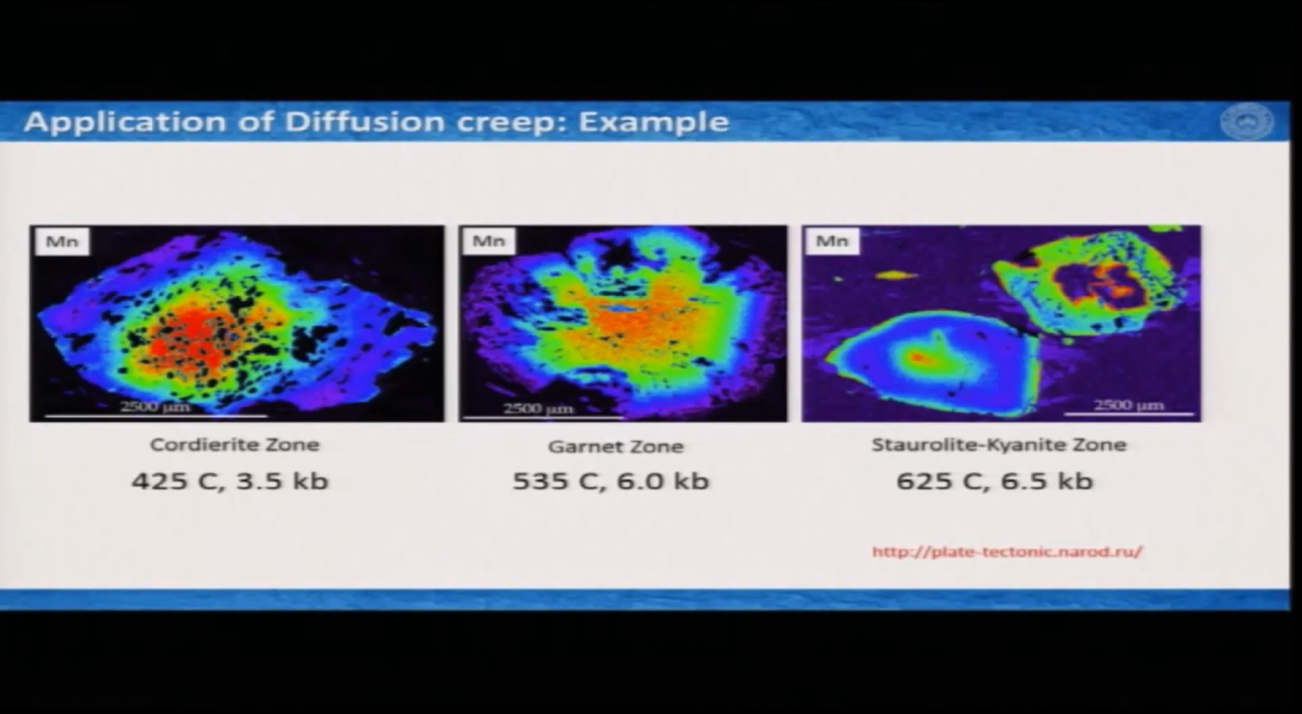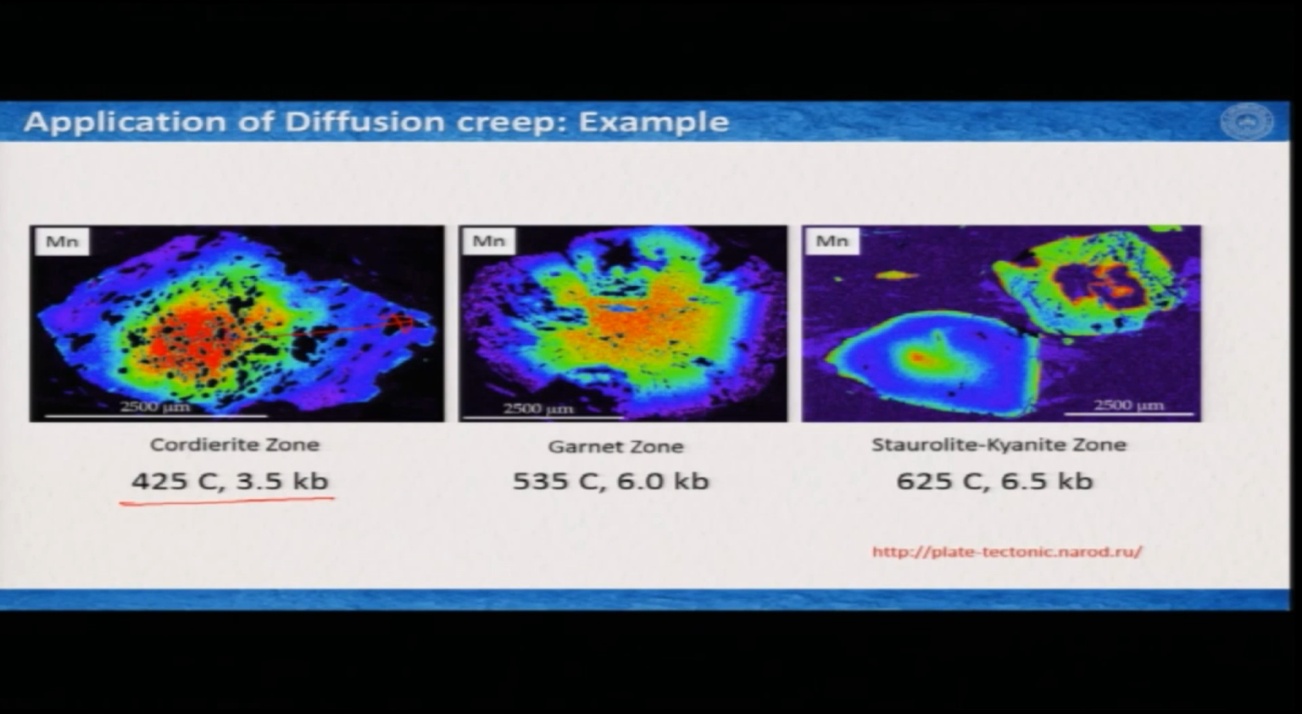So, here is an example. As you can see here, the 3 different garnet grains are mapped with microprobe or EPMA for different elements. I have here only shown the manganese. The warmer colors, the red colors, mean you have higher concentration, and colder colors, blue, indicate you have lower concentration. So, in this cordierite zone, the first one, the temperature was estimated at 425 degrees centigrade and pressure 3.5 kilobars. Here you see that manganese has higher concentration at the core and it is slowly decreasing towards the rim.